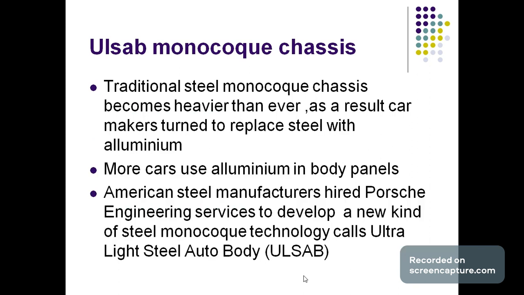The next type of chassis is the ULSAB monocoque chassis. The traditional steel monocoque chassis has become heavier than ever, and as a result car makers turn to replacing steel with aluminum. More cars use aluminum in body panels. American steel manufacturers hired Porsche Engineering Services to develop a new kind of steel monocoque technology called ultralight steel autobody (ULSAB).